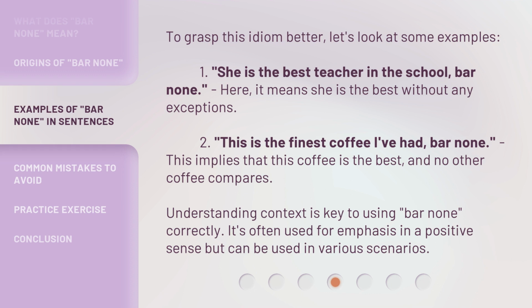Understanding context is key to using bar none correctly. It's often used for emphasis in a positive sense but can be used in various scenarios.